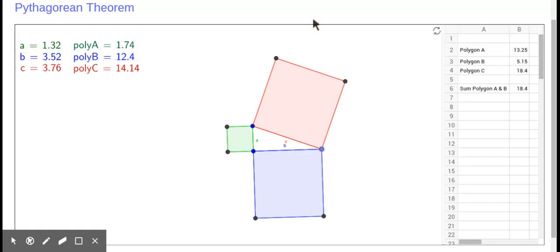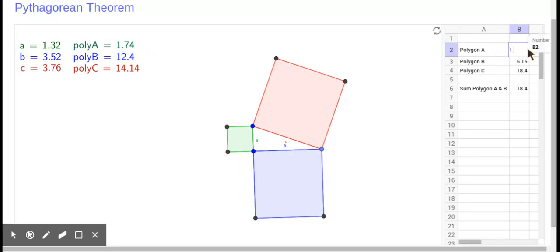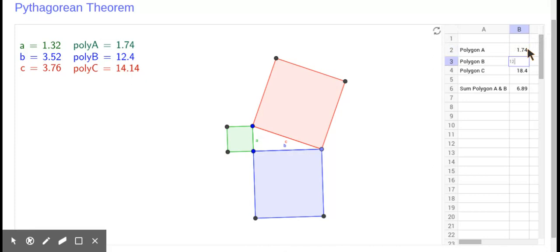Now, if I were to do this, what it's going to give me is a relationship between these polygons. So if polygon A is 1.74, and polygon B is 12.4, then the sum of polygon A and B is 14.14, which matches what polygon C is.